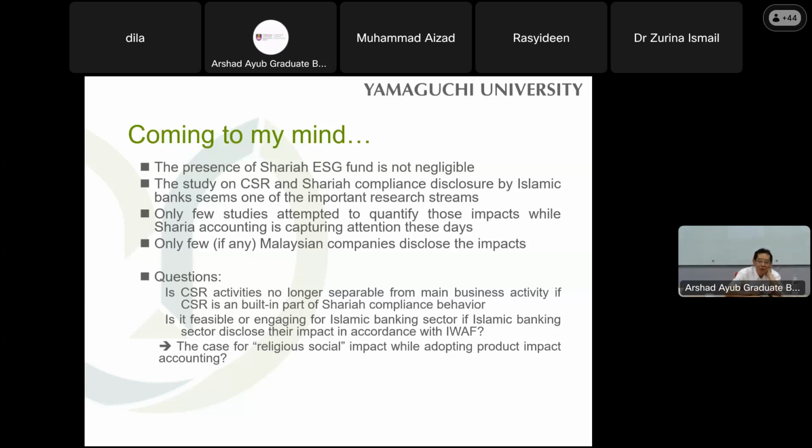I thought the Sharia ESG fund dominates the world, at least to some extent, and cannot be neglected in investment. And the study on CSR, of halal or Sharia compliance disclosure, is one of the important research streams. However, Sharia compliance as well as halal compliance do not try so much to quantify those impacts.